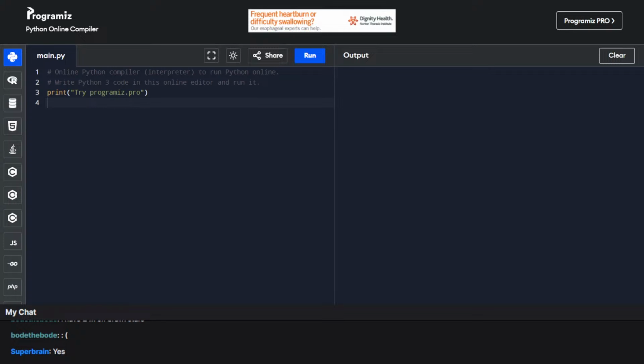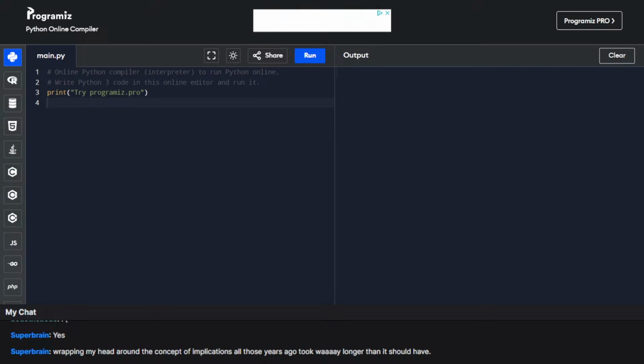I bet it makes even more sense in that particular case, because it becomes undefined, it's weird in the sense that you expect there to only be true and false. Superbrain says wrapping my head around the concept of implications all those years ago took longer than it should have. Maybe it's easier to understand if instead of just true and false only, you use examples of actual sets of things, like if these things are fruits or real objects or something. Maybe it makes more sense. I don't know.